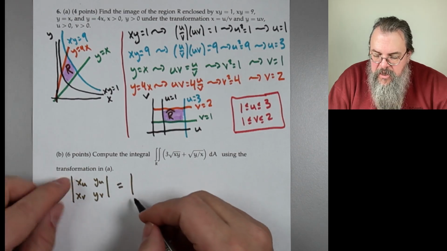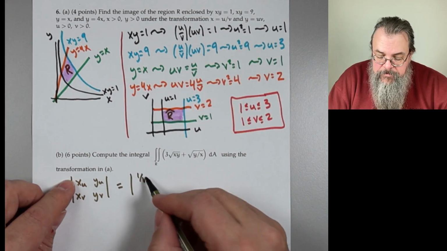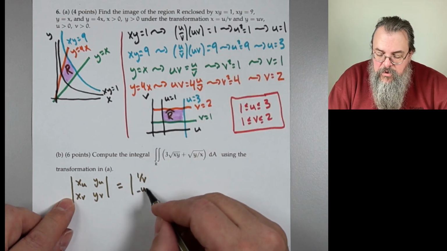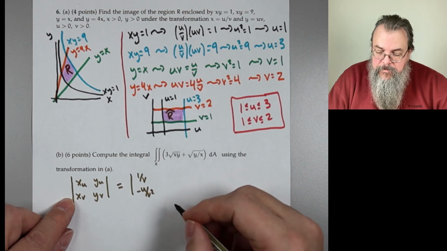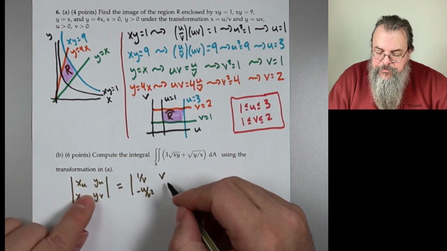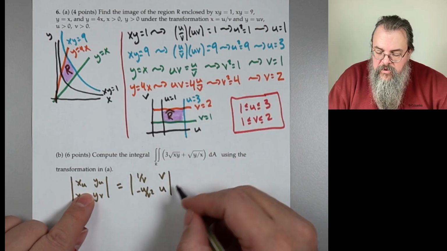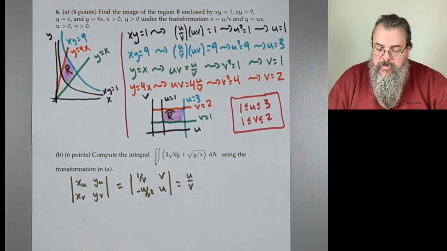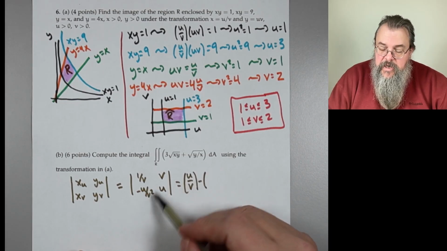So this is going to be derivative of x with respect to u is 1 over v. Derivative of x with respect to v is minus u over v squared. Right? Derivative of 1 over v, that's like v to the minus 1 power. Derivative of y with respect to u is v. Derivative of y with respect to v is u. So 1 over v times u becomes u over v. And then we're going to subtract minus u over v squared times v.